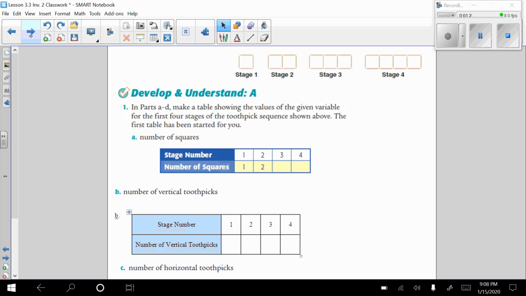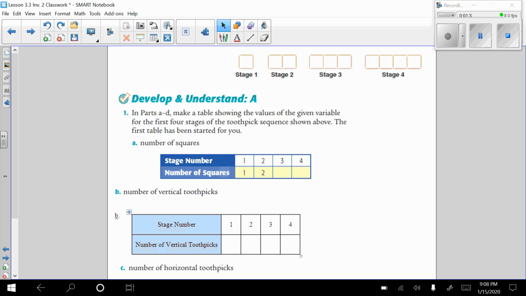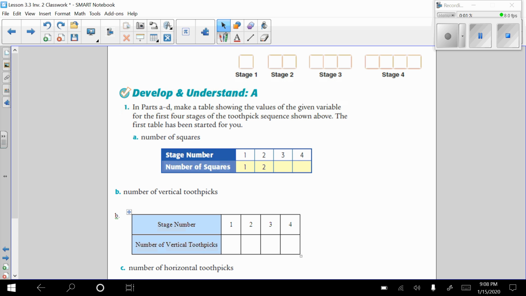You have the stage number and the number of squares. Well, in stage 1, there's 1 square. In stage 2, there's 2 squares. In stage 3, there's 3 squares. And in stage 4, there's 4 squares. Now, how many vertical toothpicks do we have? Remember, vertical goes up and down.